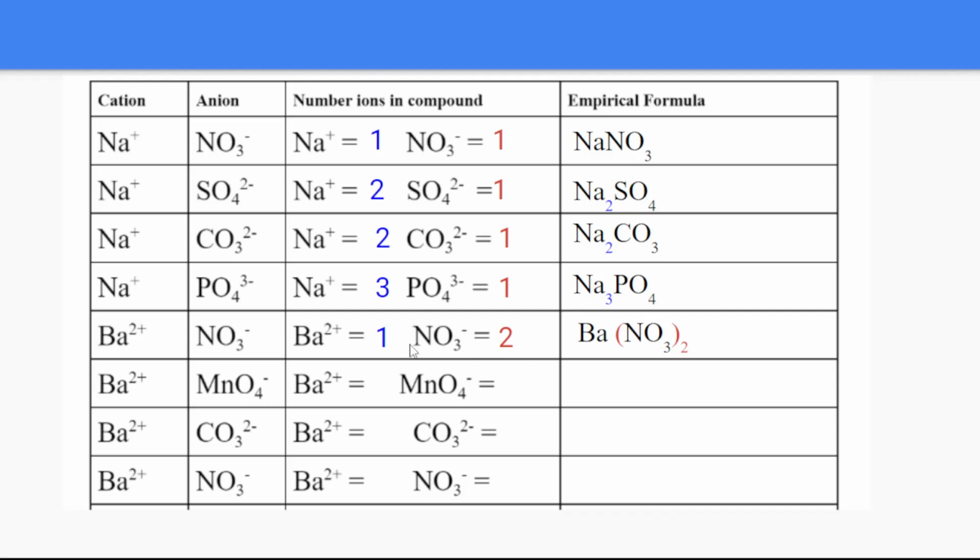Notice that we keep this NO3 together. We don't change the NO3 at all. It's NO3. There are 2 nitrates, so we put the NO3 in parentheses with a 2 as a subscript. 1 barium, so we only have 1 barium, and then 2 nitrates. You use the parentheses to show that there are 2 nitrates.